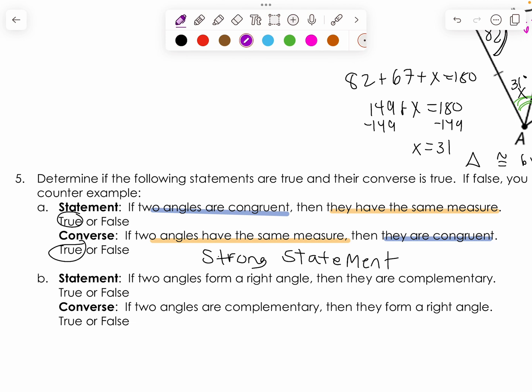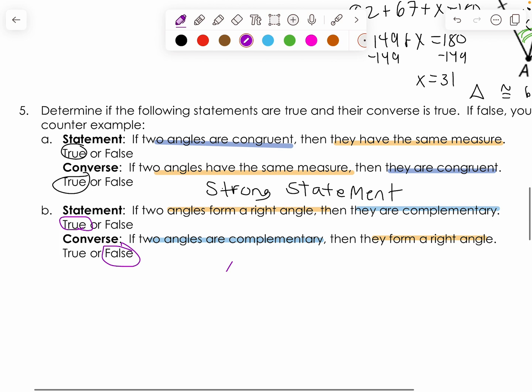If two angles form a right angle, so let's highlight that. The hypothesis is the first part, the conclusion is the second part. We're going to swap them. If two angles form a right angle, then they are complementary. True, because they add up to 90 degrees. But if two angles are complementary, then they form a right angle. That's false.